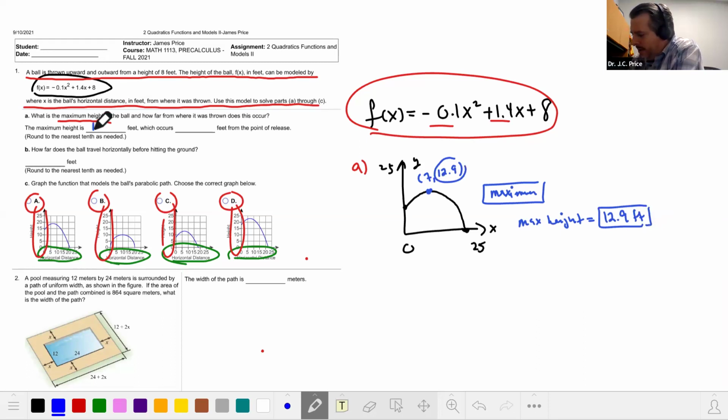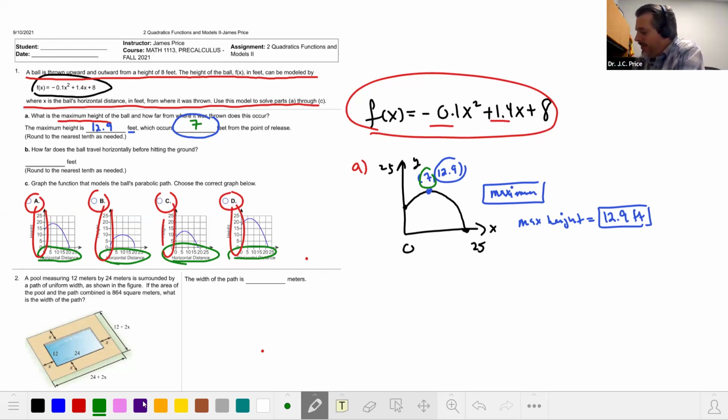And so right here, I just plug in 12.9. It already has a feet on there. And then which occurs, and so now they want the input that goes there, which occurs 7 feet from the point of release. And that's part A.